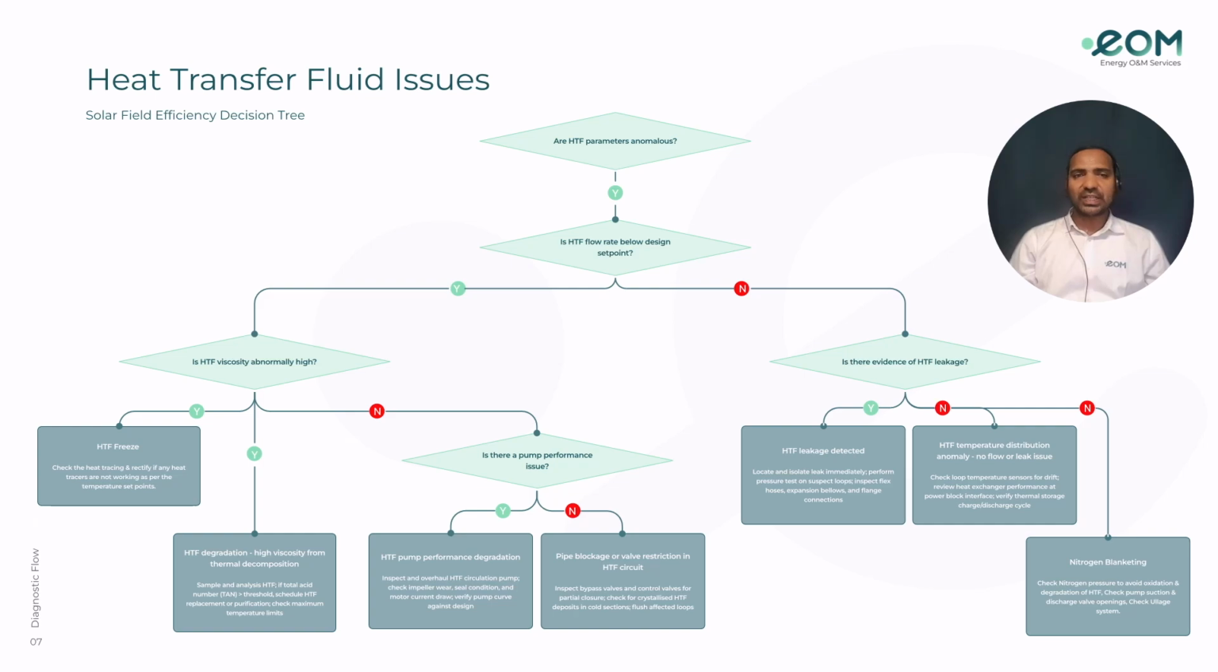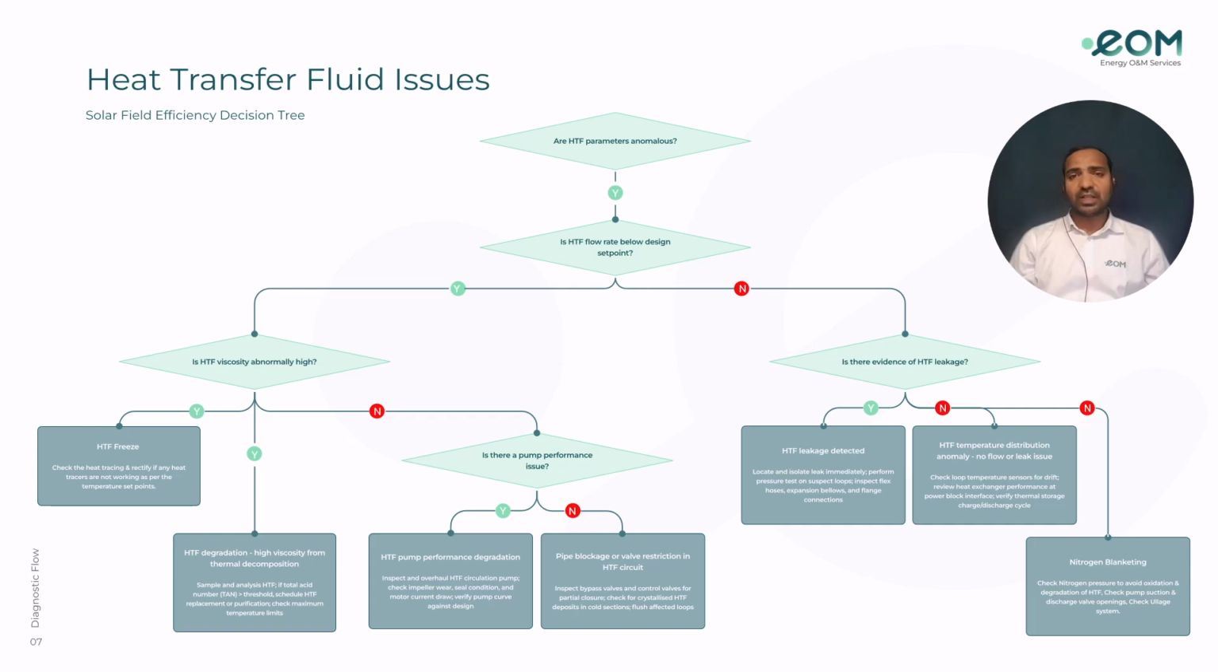Circulation pump degradation can result from impeller wear, seal damage, cavitation, or motor performance issues. Pump inspection and comparison against design pump curves are important here. If the pump is healthy, flow restriction may instead originate from partially closed valves or localized blockages inside the HTF circuit. Cold sections are particularly vulnerable because crystallized HTF deposits may accumulate there over time.